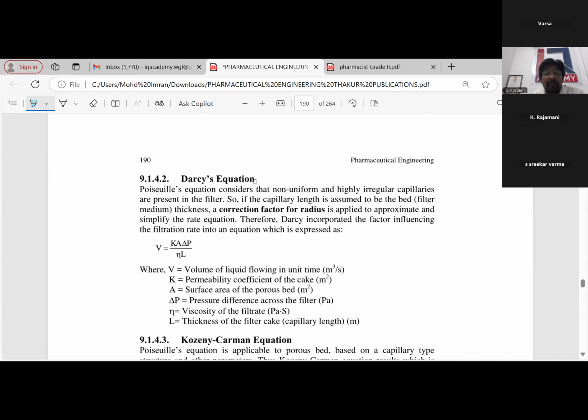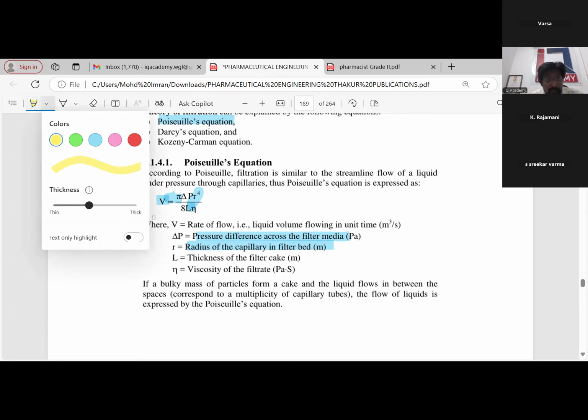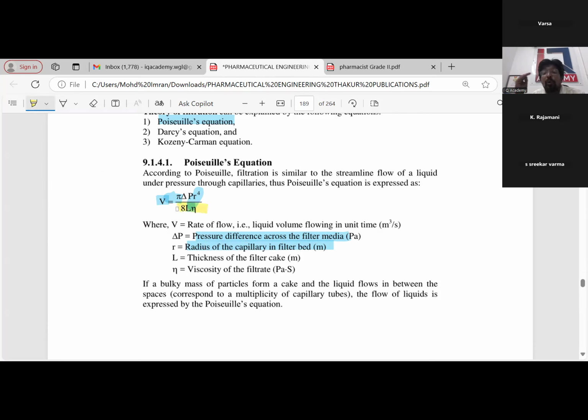If you see, velocity or rate of filtration is directly proportional to delta P. Wherever delta appears, it means change. So delta P is the change in pressure, or pressure difference across the filter media. The greater the pressure difference, the faster the filtration. r squared stands for the radius of the capillaries, directly proportional: the greater the radius of the capillaries, the faster the filtration rate. And L stands for the thickness of the filtration material, which is inversely proportional: the thicker it is, the slower the filtration.